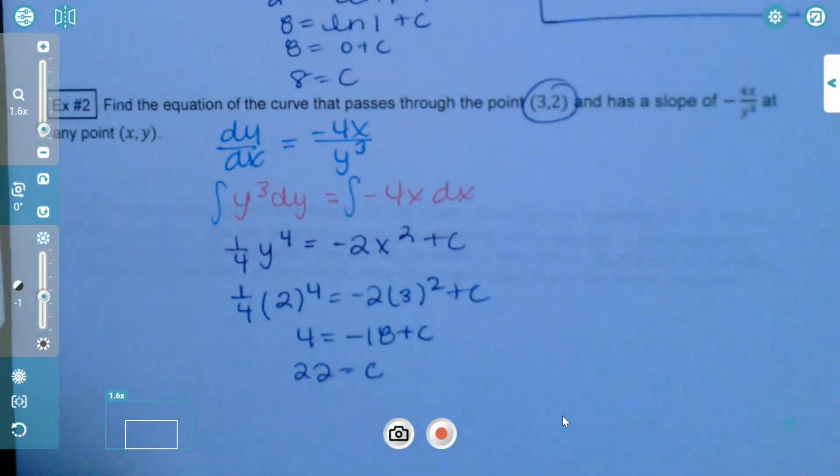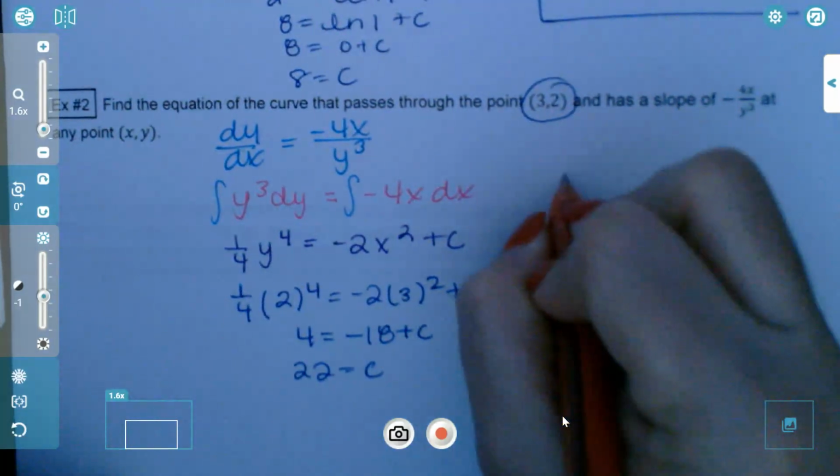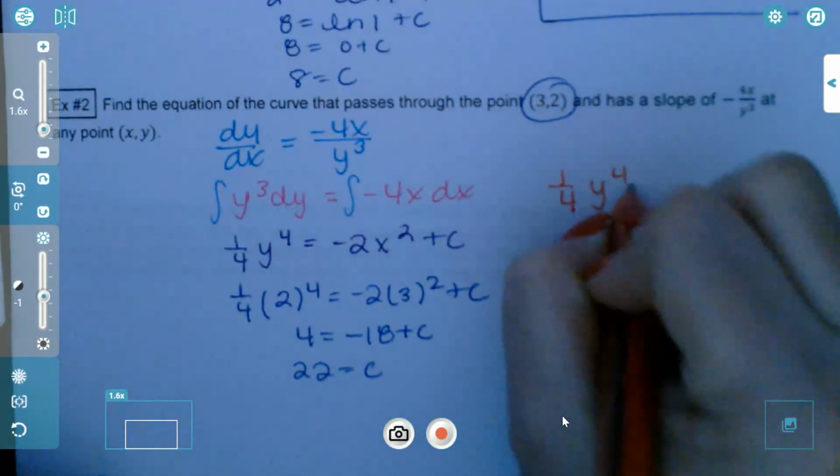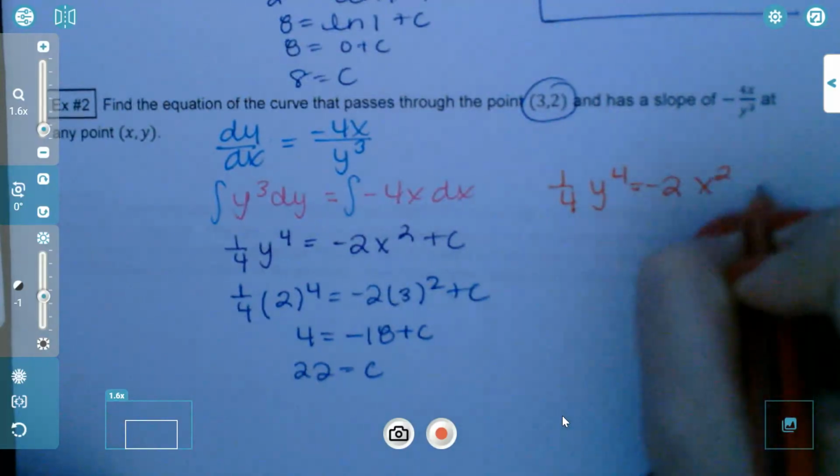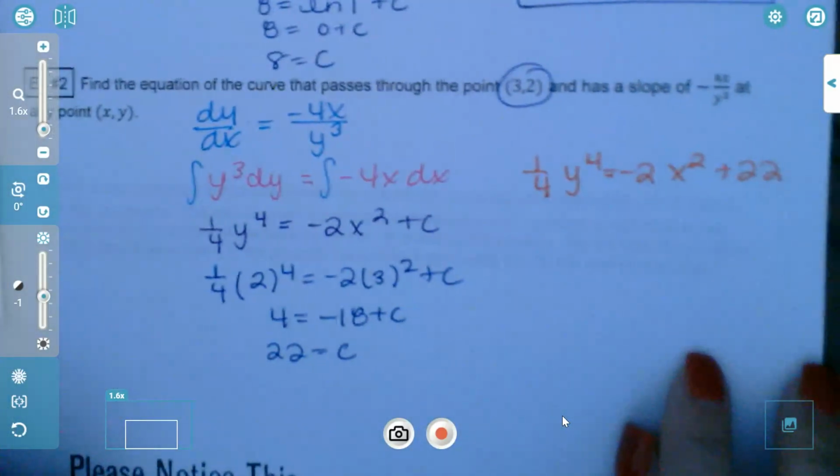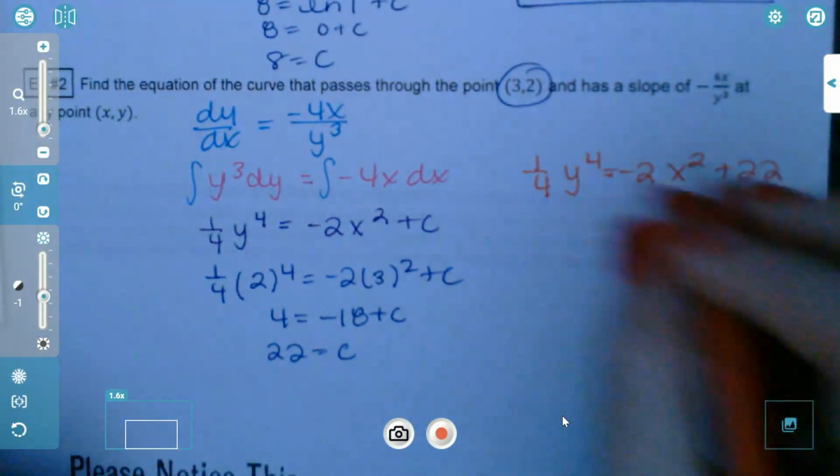All right, so if we plug that in, okay, and let's try to make this just look a little bit better. I'm going to multiply everything in here by 4.